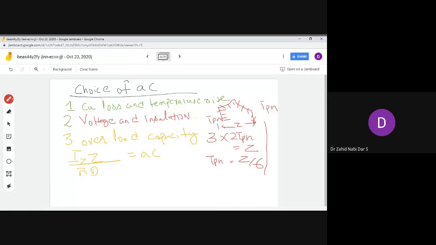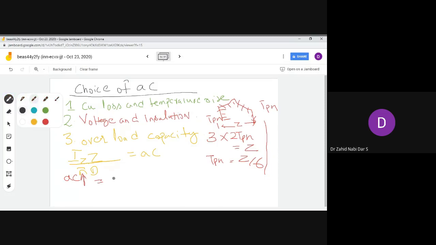So here we can see that your AC will increase. When will your AC increase? You tell me. AC will increase when your Iz into Z increases. Your Z cannot increase, your number of stator slots. So either your current increases, or, see, basically this is Iz into Z over pi d.